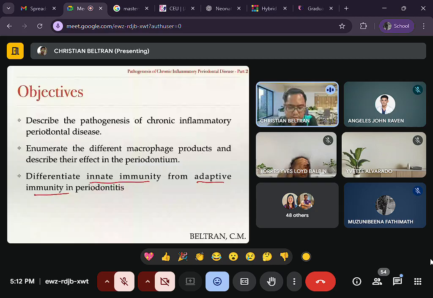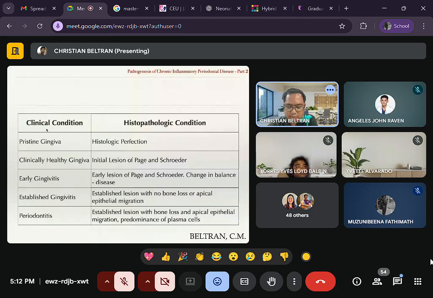Last week, we have discussed this one, the pristine gingiva, histologic perfection, clinically healthy gingiva, that's the initial lesion of Page and Schroeder, early gingivitis, that's the early lesion of Page and Schroeder, established gingivitis is an established lesion without any bone loss or attachment loss. And periodontitis, that's also established lesion, but this time around, there's bone loss as well as attachment loss or the apical migration of the junctional epithelium or epithelial migration.